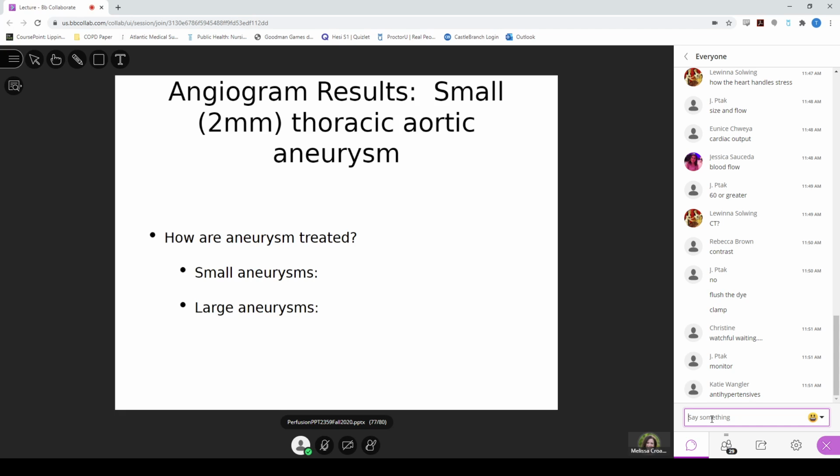These enlarged aneurysms, they can be done. It's an open chest procedure. They have a Gore-Tex style graft tubing placed in the weakened area of the artery. So hers is small enough to watch because it's 2 millimeters. And I believe your book says it's anything less than 6 millimeters is watch and wait.